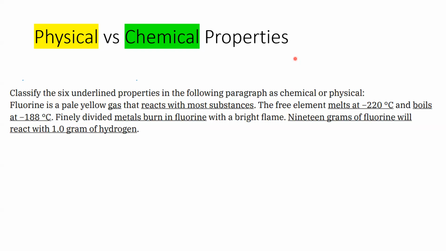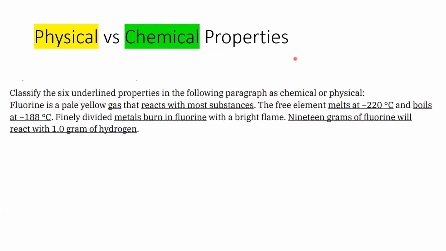Okay. And then if you still want a chance to practice on your own, like I said, just pause the video. Otherwise, I'm just going to continue. But with these different underlying pieces, we want to think about, does that represent a change in its appearance, or does that represent a change in its identity in order to determine if it's physical or chemical?